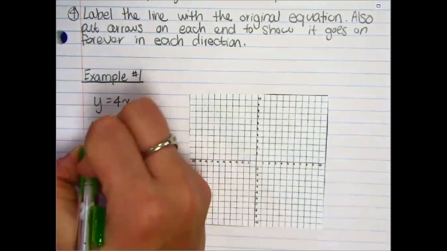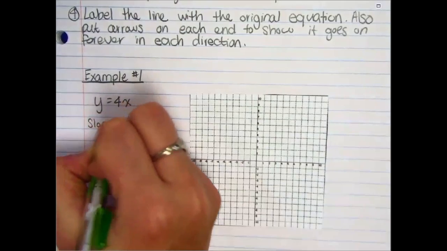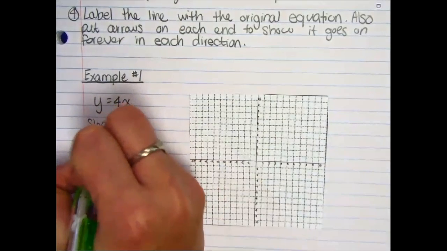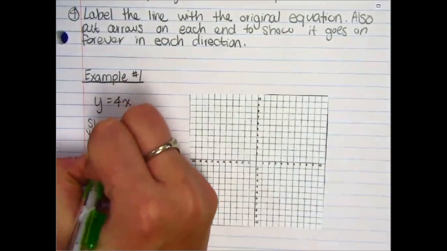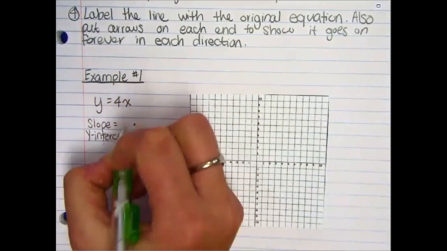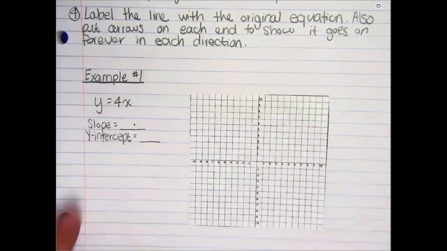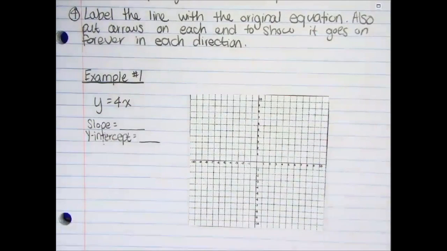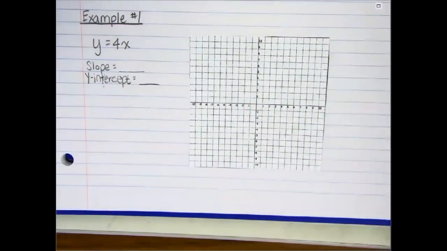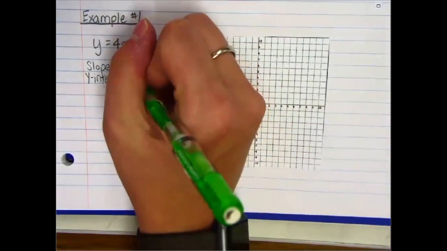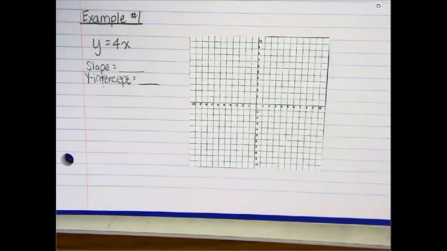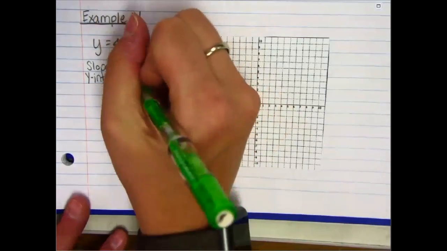So before I graph this, though, I need to identify my slope and my y-intercept. I want to go ahead and get that out of the way so I don't have to try to play that game later to figure out, oh, I don't know what that is. So what is the slope of this line? 4. And how could I write that as a fraction so that I have change of y over the change of x? Luke? 4 over 1.